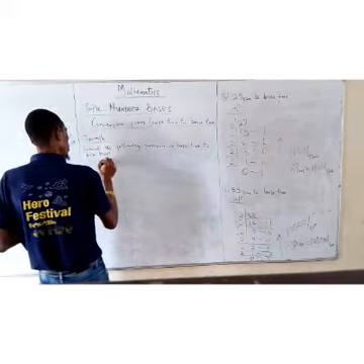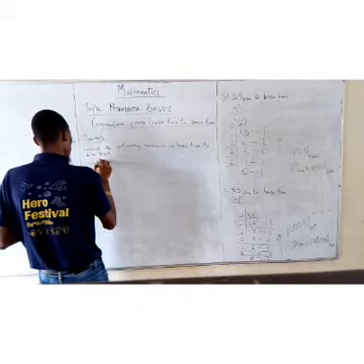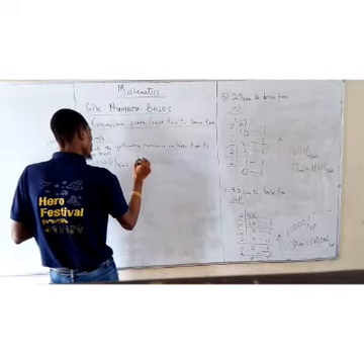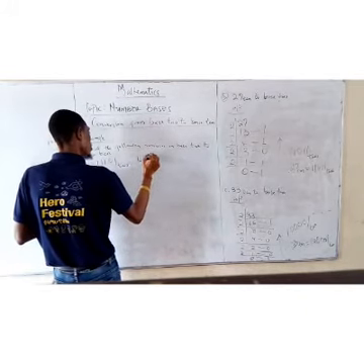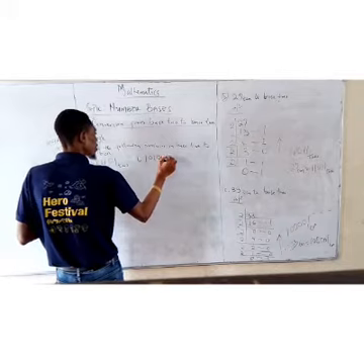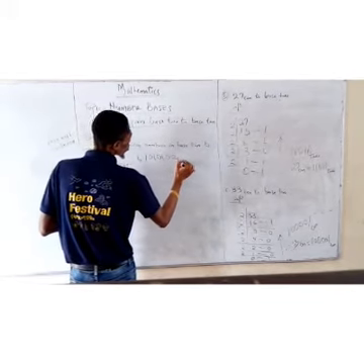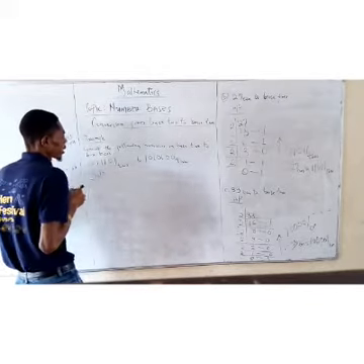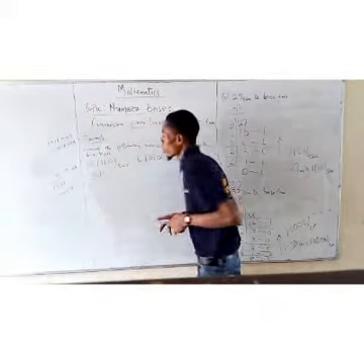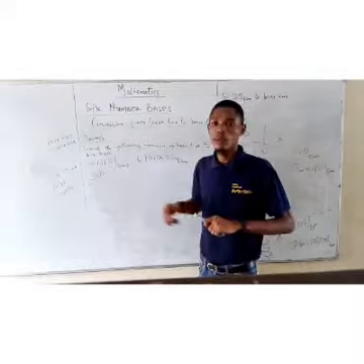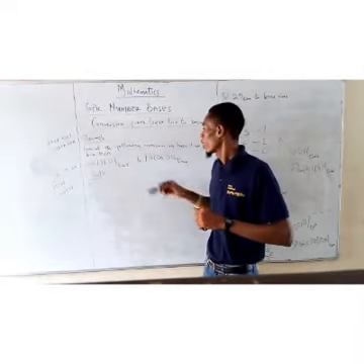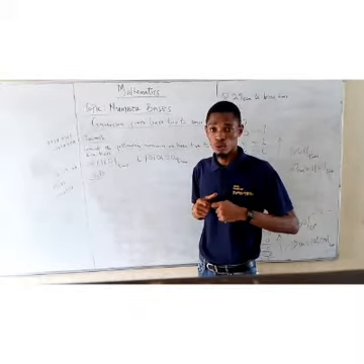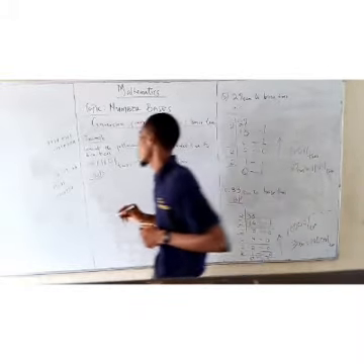We have what? A, 11101 base 2. B, we have 10101000 base 2. Solution. Now I want to convert 11101 base 2 to base 10 and 10101000 base 2 to base 10. Let's see how this one goes.